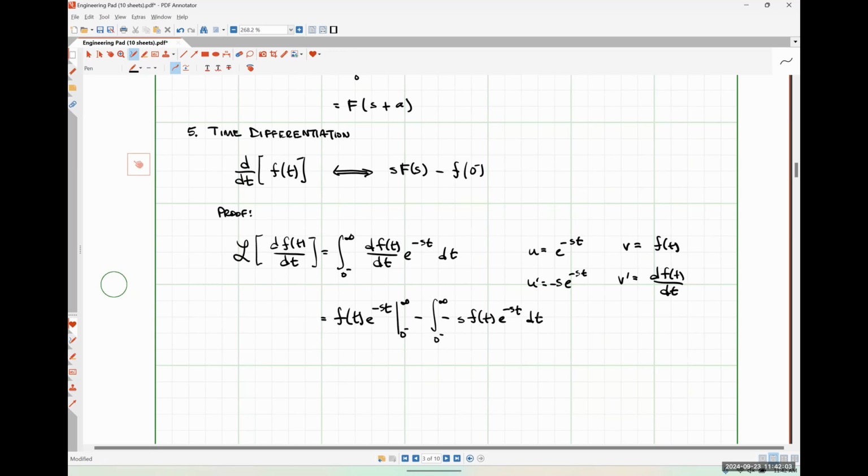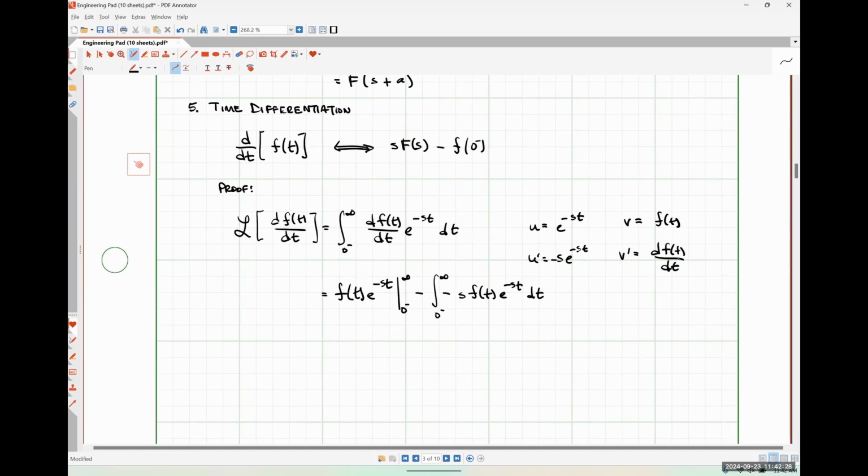So at infinity, e to the negative st looks like 0, right? So we're going to have 0 minus, and then whatever happens at 0 minus. Well, at 0 minus, e to the negative st looks like 1. So we're literally just going to have minus f at 0 minus. From that part right there. So minus f at 0 minus.